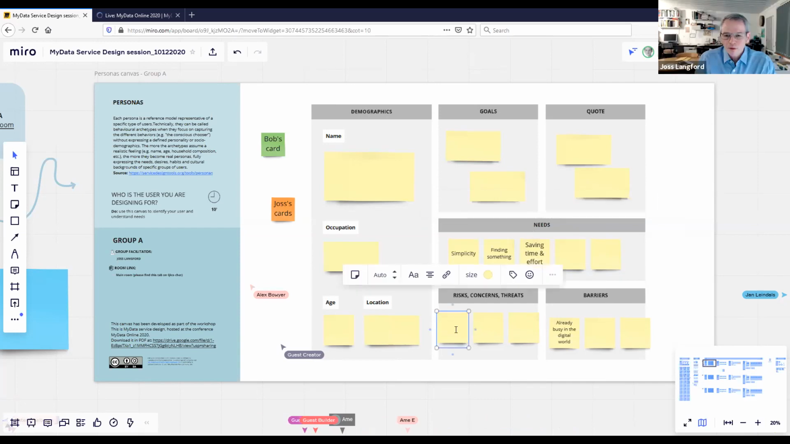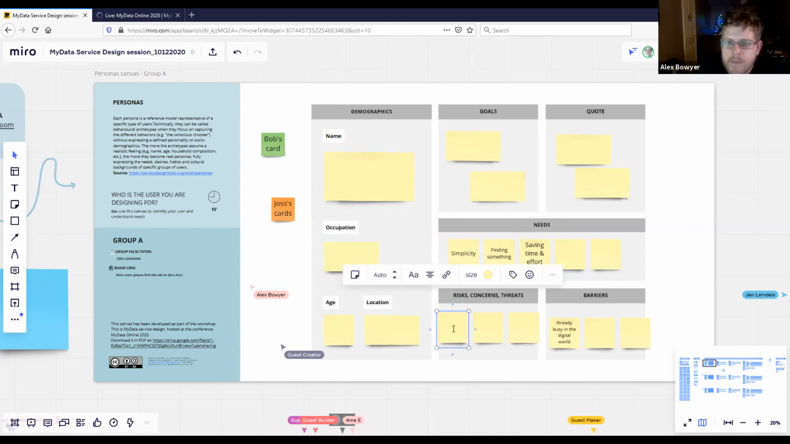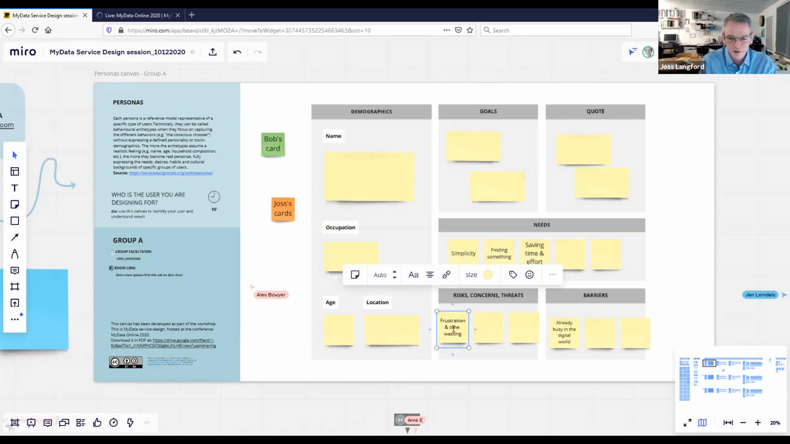And what happens if they can't find that stuff? What are they worried about? I guess it's like a feeling of frustration if you know something is there, but you can't find it. I'm going to add time wasting, because I think that sort of comes across.